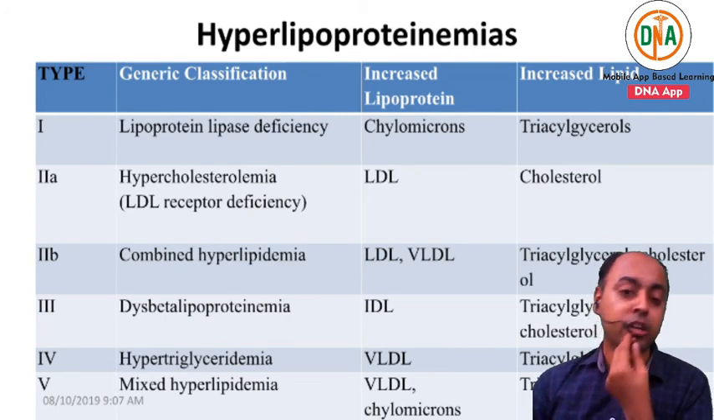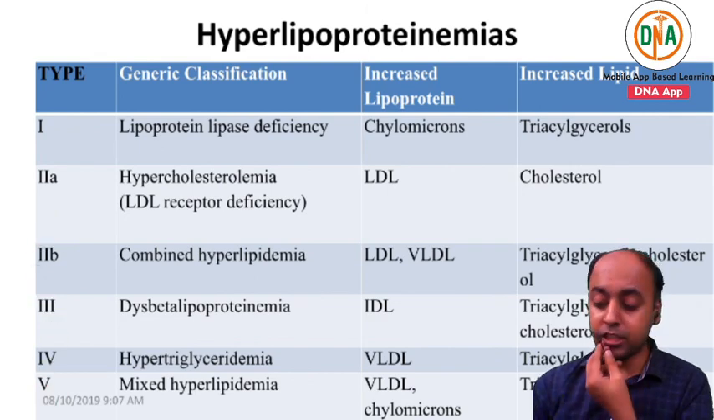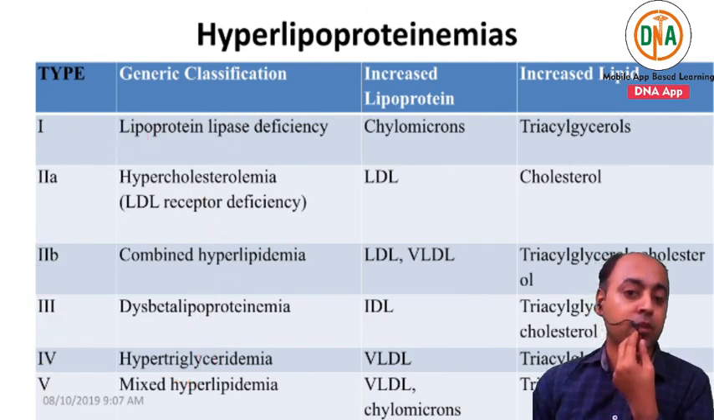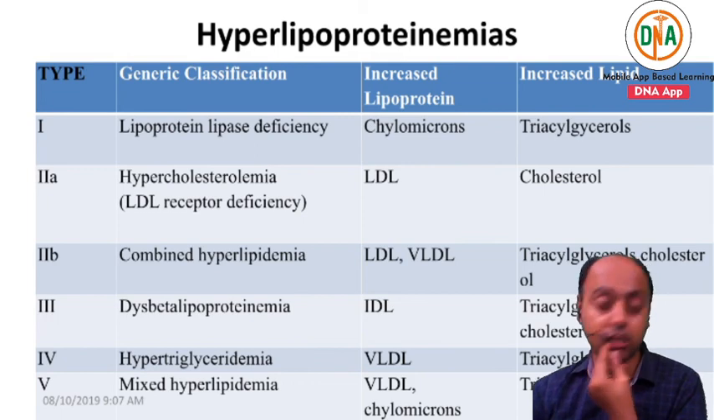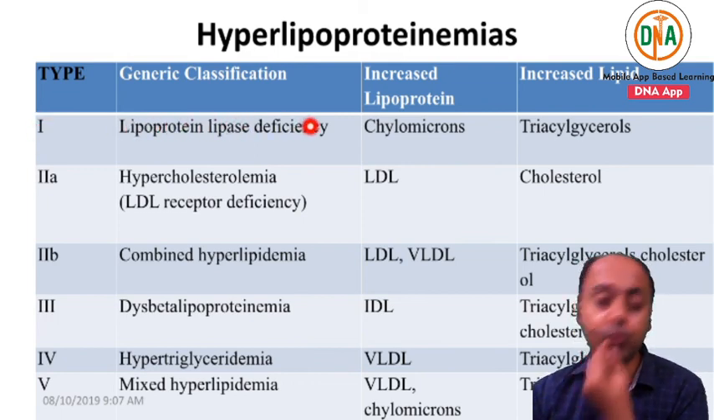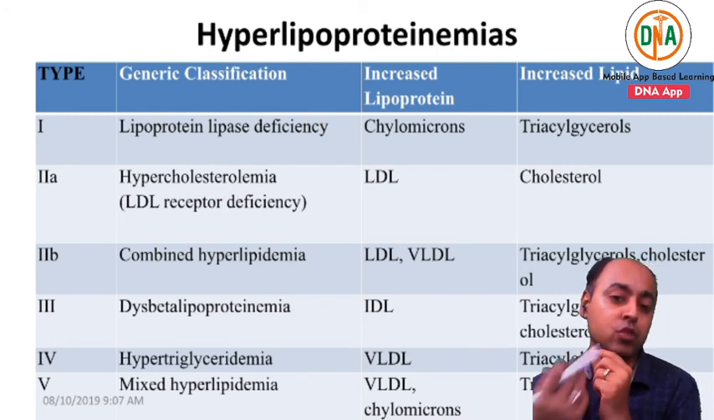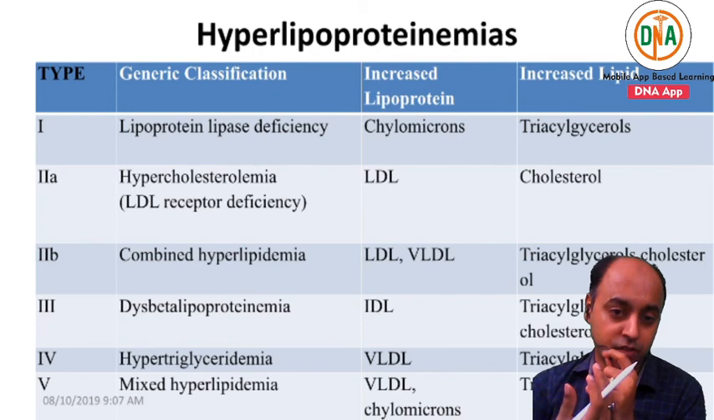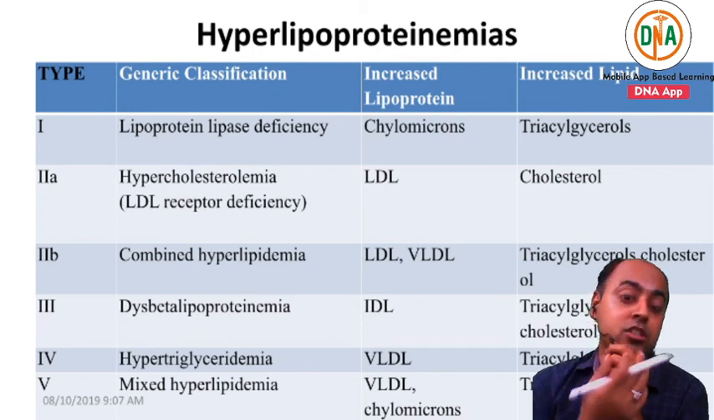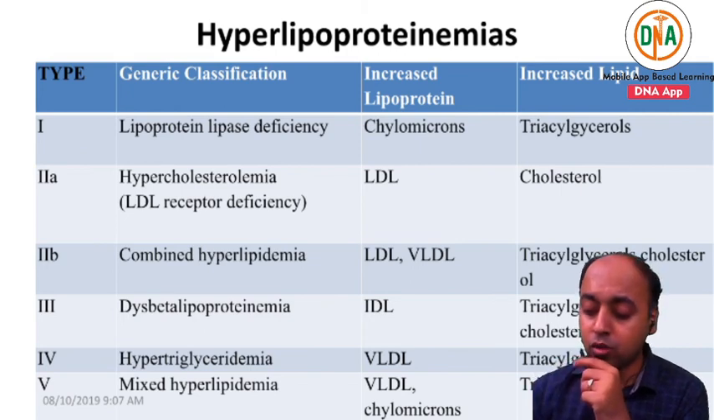The hyperlipoproteinemias are numbered nowadays: type 1, 2, 3, 4 and 5. Previously they used to have their names, but we don't use the names any longer, we use the number. Type 1, where there is lipoprotein lipase deficiency. The lipoprotein lipase deficiency can be because of various reasons. Either the gene is defective, or the translocation is defective, or the synthesis is not occurring.